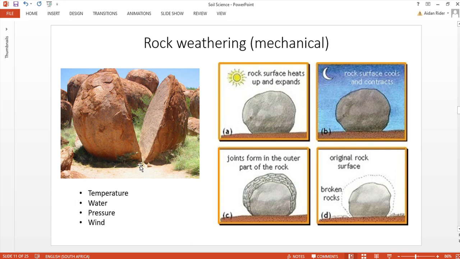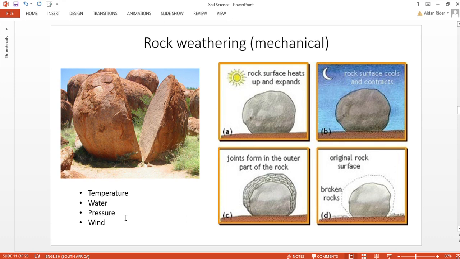So water is very powerful in changing soil and rocks and so on. It can exert a lot of pressure. So then also alternate wetting and drying of rock can cause this mechanical weathering, as I've just explained. So it's temperature, water, and then pressure as well.